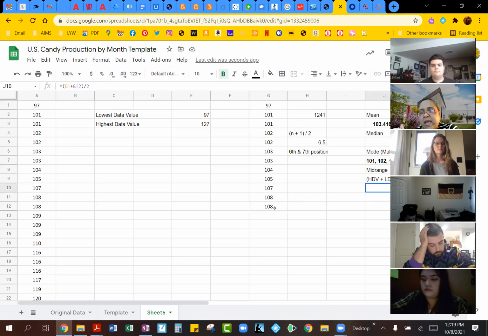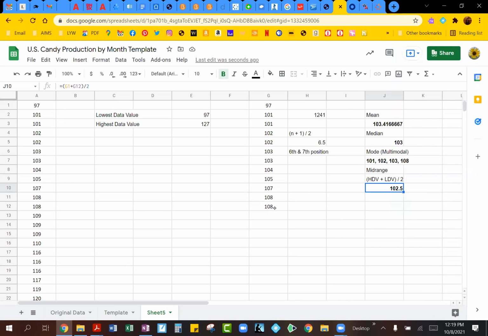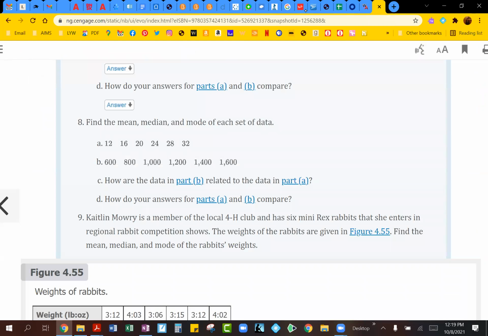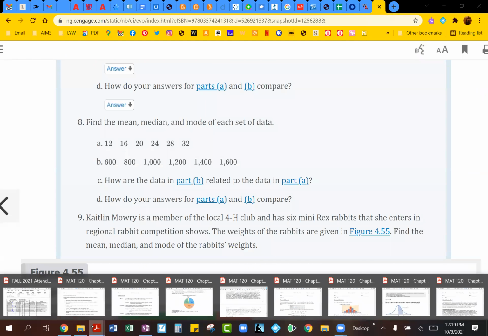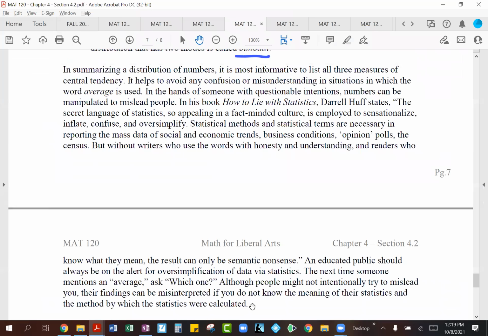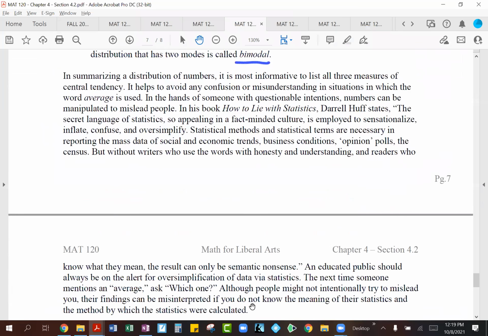So are you guys okay with these calculations? Mid-range is not going to show up in homework or anything like that, since your textbook doesn't have it, but I do want you to be familiar with that calculation. Alrighty. Where were we? Okay, yeah.